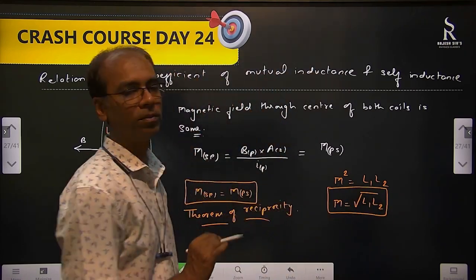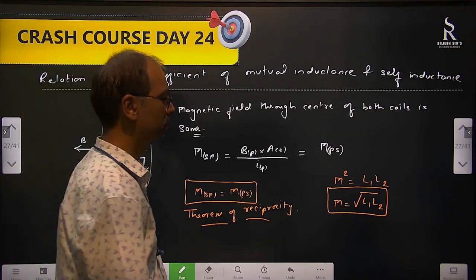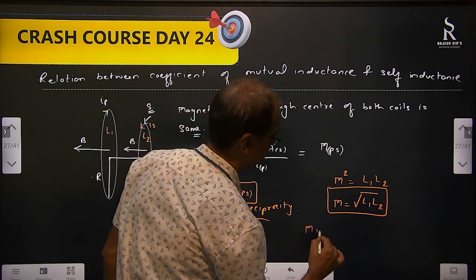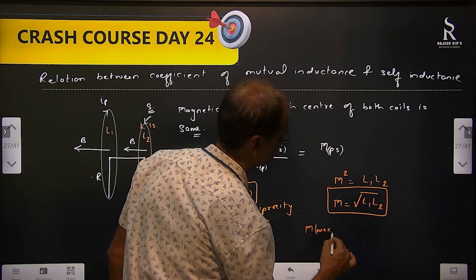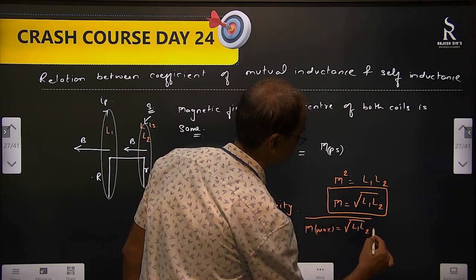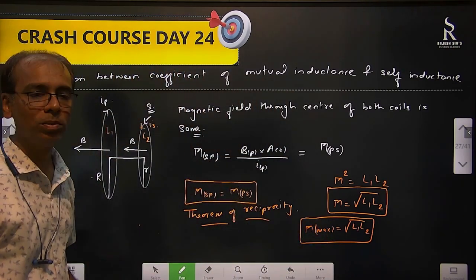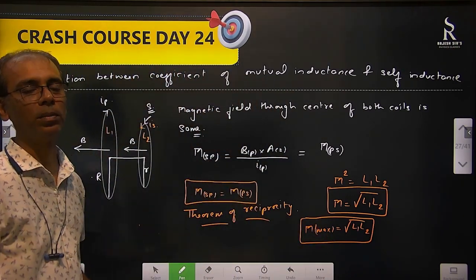This is the maximum value of the coefficient of mutual inductance. M max is equal to root L1 L2. Now, whether M is going to be maximum or minimum, how to find that?